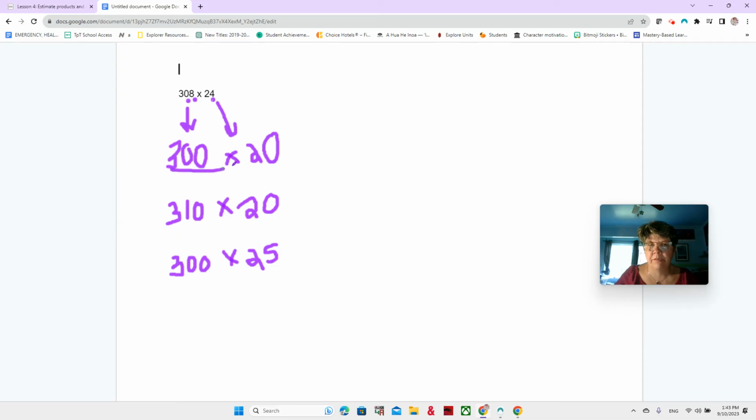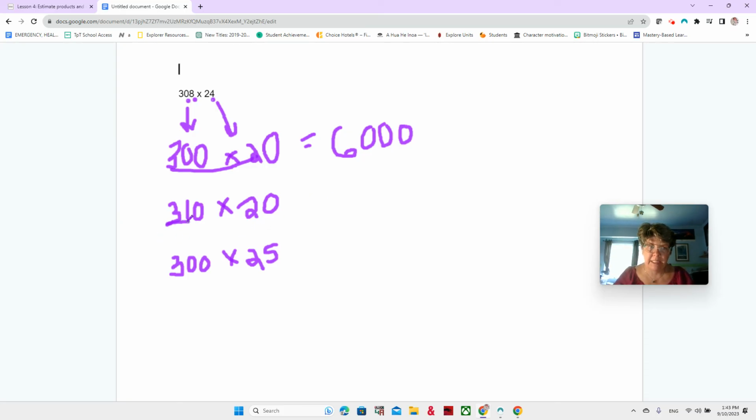Okay, so here we have 3 times 2, which is 6. And then we can just bring all 3 zeros over. Do you see the 3 zeros? 2 zeros on one and one more zero. So that would be 6,000, right? Okay, not a bad estimate.